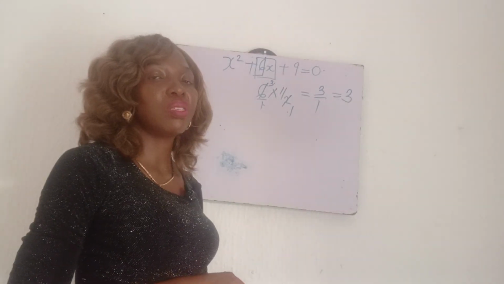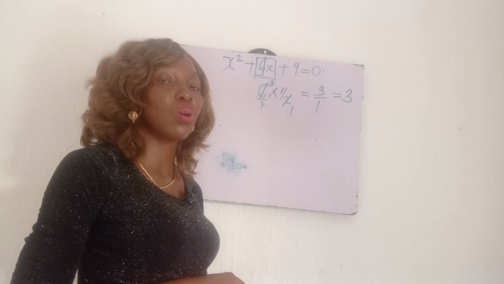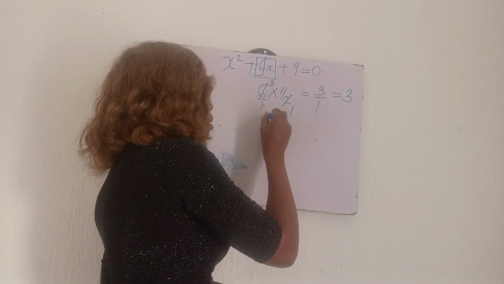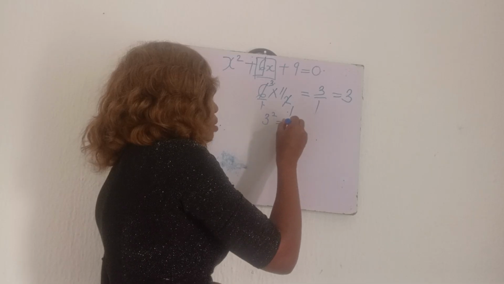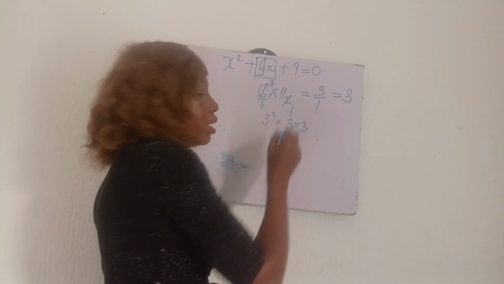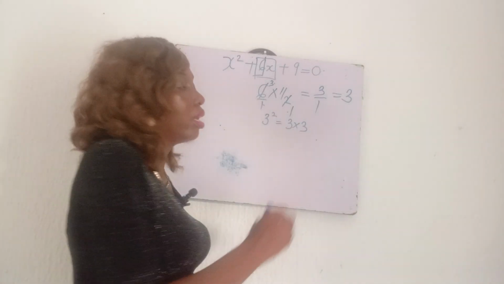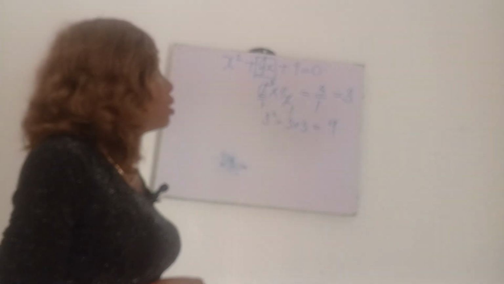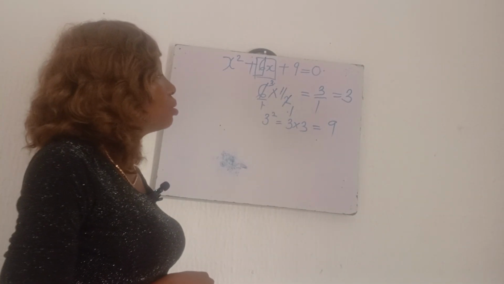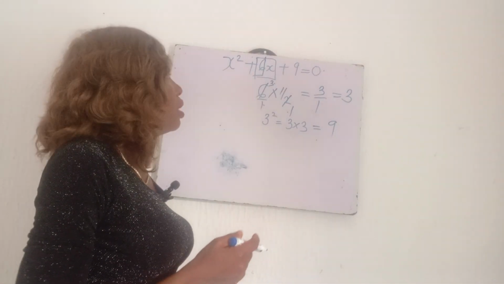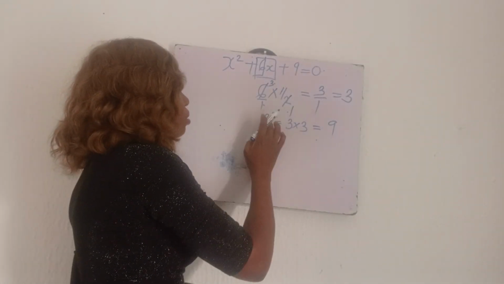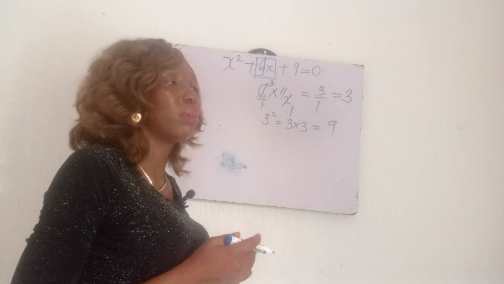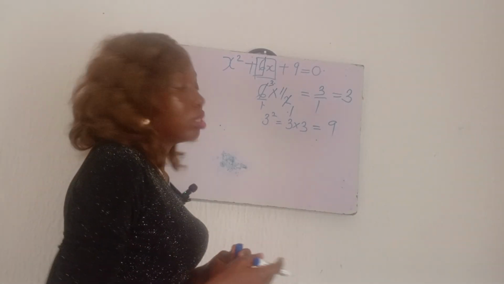So the next step is squaring it, and that is why it is called the completing the square method. So I'm going to square it. When I square it, I'm going to have 3 multiplied by 3. 3 squared is the same thing as 3 multiplied by 3, so this will be equal to 9. So I'm going to add it to both sides of the equation. So we are completing the square by adding 9, or 3 squared, which is the same thing because 3 squared is the same thing as 3 multiplied by 3, which is equal to 9.